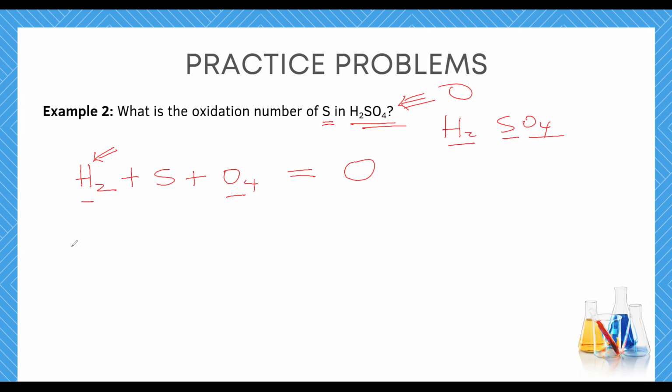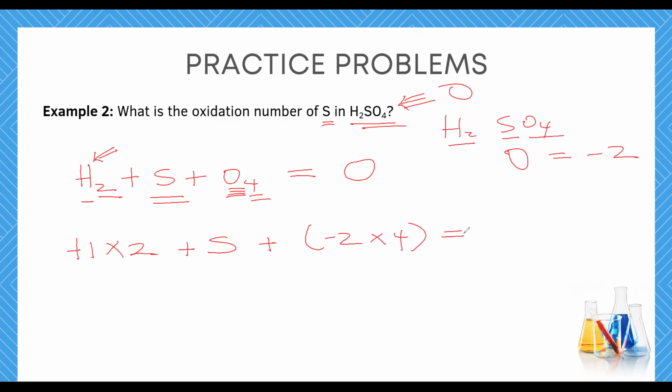So now let's put that out. We have hydrogen, which is +1. How many atoms of hydrogen do we have? We have 2. So that becomes +1 times 2. Plus, we have sulfur, which is what we're looking for. We don't know what it is, so let's write it out. Plus oxygen. Remember we said, among all the rules, that the oxidation number of oxygen in compounds is usually -2. So we have -2. How many atoms of oxygen do we have? We have 4. So all of this is equal to 0.